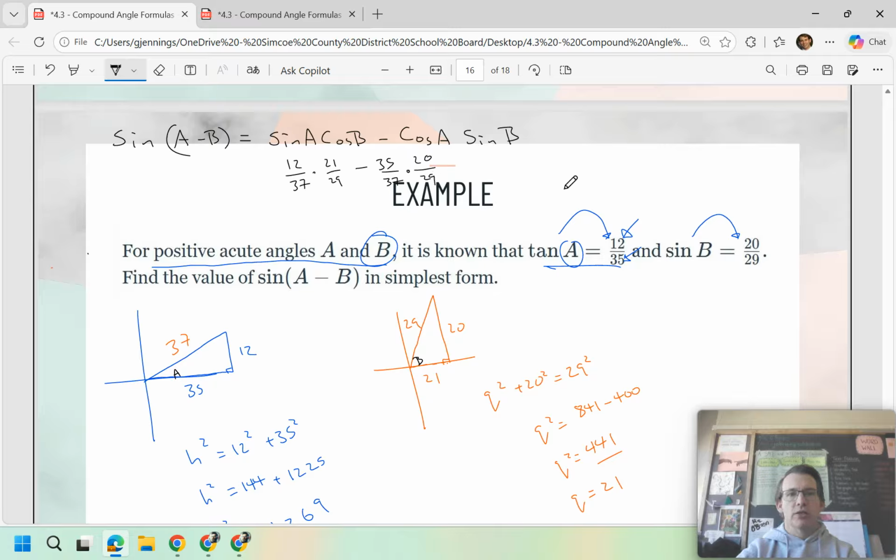Okay, so then we're going to simplify that. 12 times 21 is a big number. 35 times 20 is not that bad. 37 times 29, oof. Would this appear on a non-calculator test? It could, but I'm not going to do that. I'll let you use a calculator for these calculations.